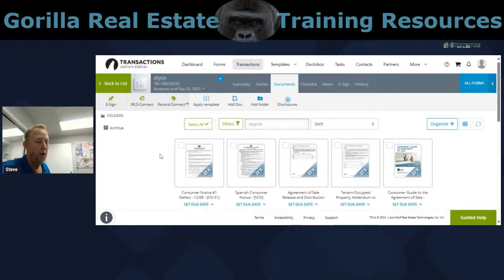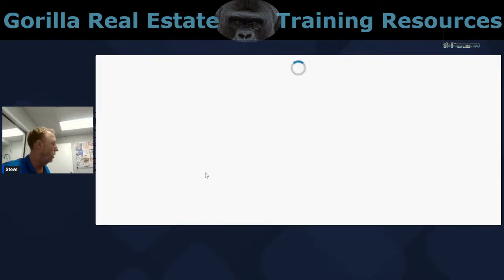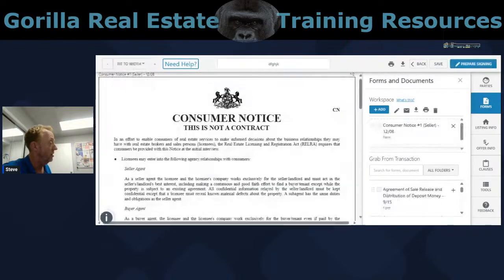Okay. But consumer notice seller, consumer notice buyer. There are two consumer notices. I believe there's a difference to them. I've never read them word by word to figure out what the differences are. I don't think it's an earth-shattering mistake if you use the wrong consumer notice for the wrong party. But this is the one document, the only document that the state says you can't use.